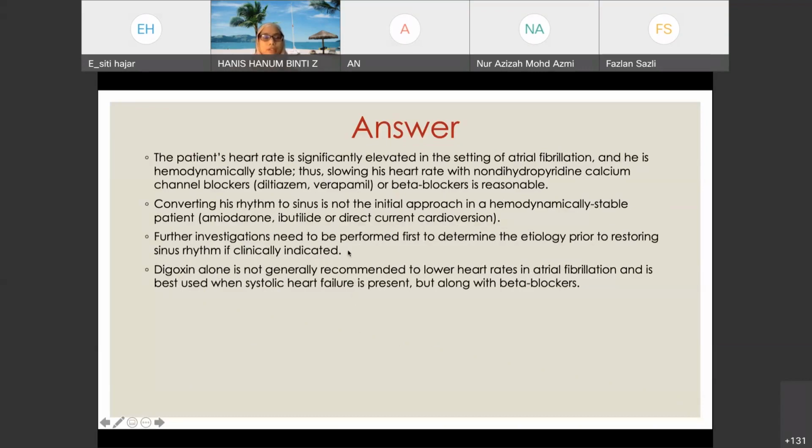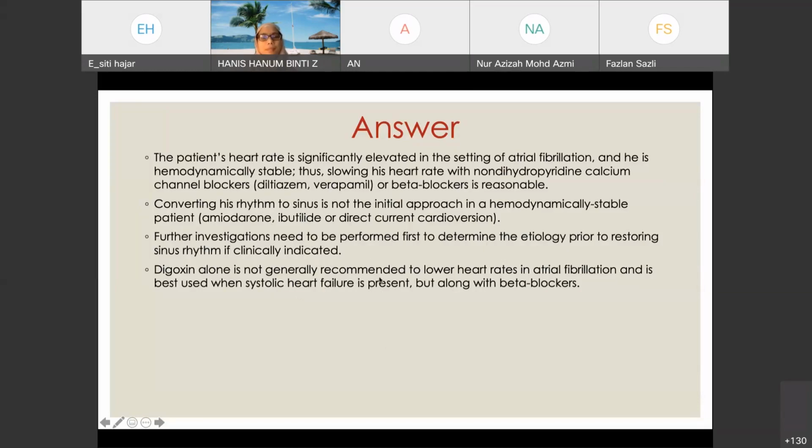Very good. Converting his rhythm to sinus is not the initial approach as the patient is hemodynamically stable, and further investigation needs to be performed first to determine the etiology prior to restoring sinus rhythm. Digoxin alone is not generally recommended to lower heart rate in AF patients and is best used when systolic heart failure is present.